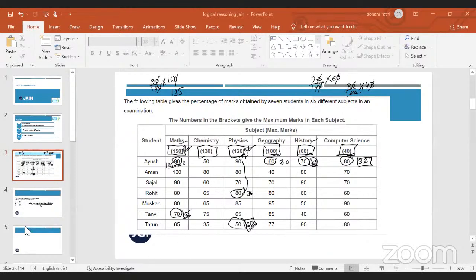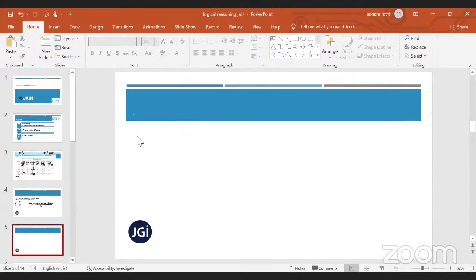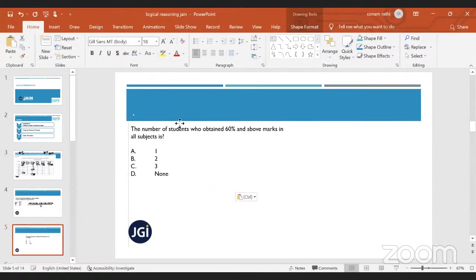Okay. Moving to the second question. Everyone, please note down this table. Take the screenshot. Take the screenshot of this table. Question number 2.